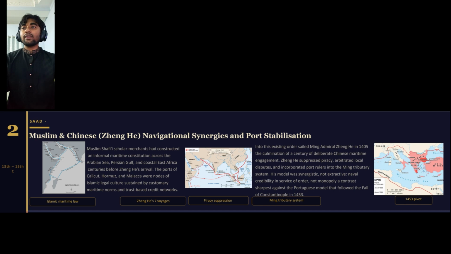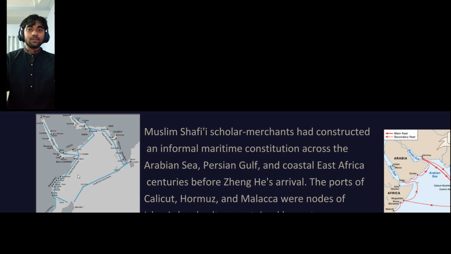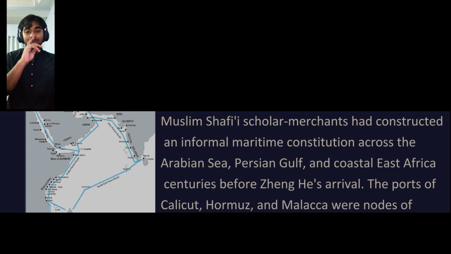Now, if we look here, it's the map of the Indian Ocean. Long before Chinese fleets arrived, Muslim merchants had already established an informal but highly functional maritime order across the Arabian Sea, the Persian Gulf, East Africa, South India, and Southeast Asia. This system was deeply influenced by the Shafi school of Islamic law, which became dominant in these maritime communities.